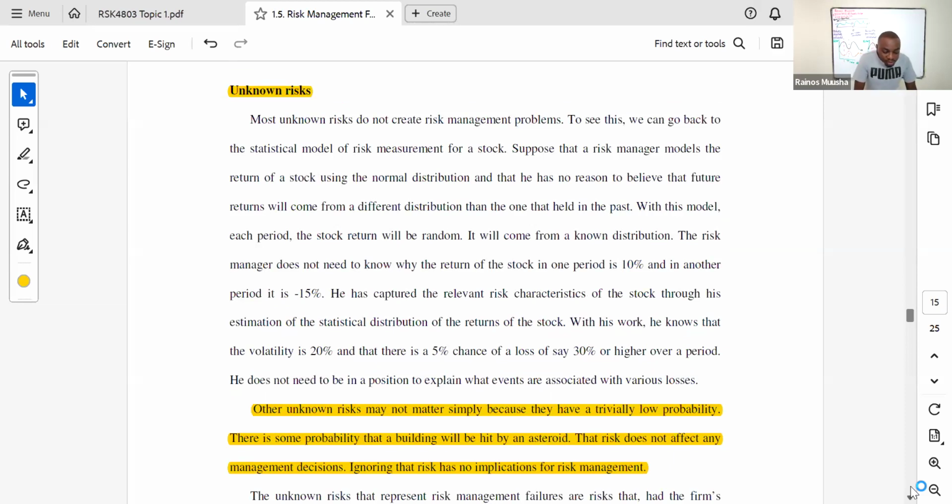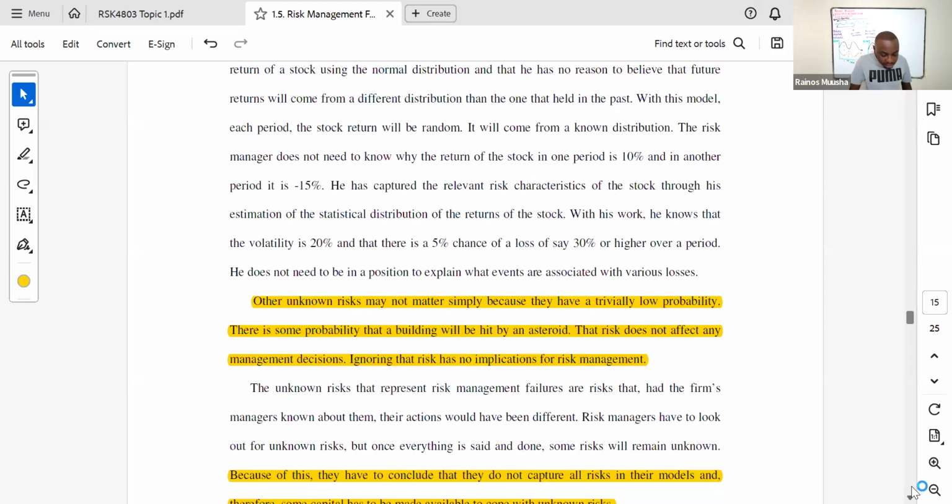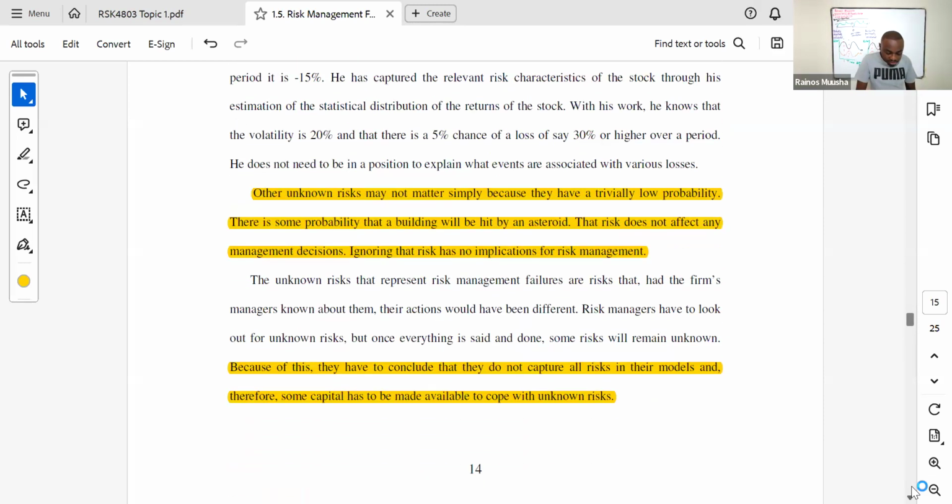Next, we look at unknown risks. And here they say, other unknown risks may not matter simply because they have a trivially low probability. So there is some probability that a building will be hit by an asteroid. That risk does not affect any management decisions. So ignoring this risk has no implication for risk management.